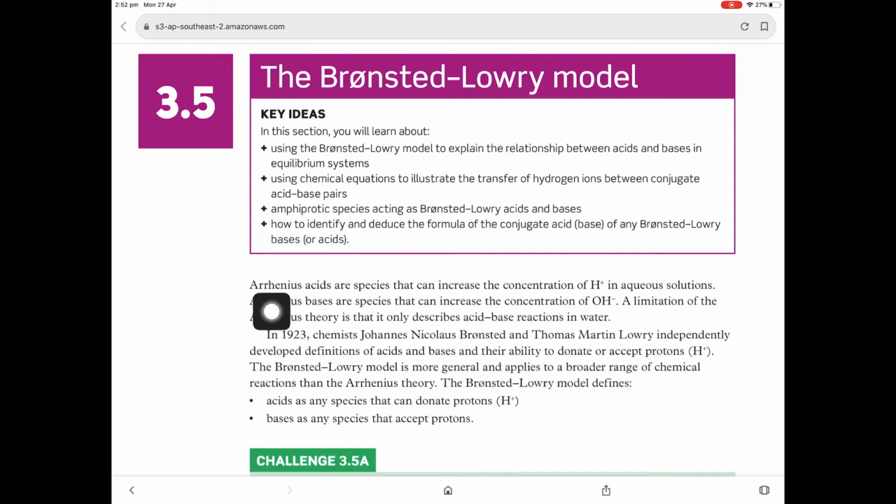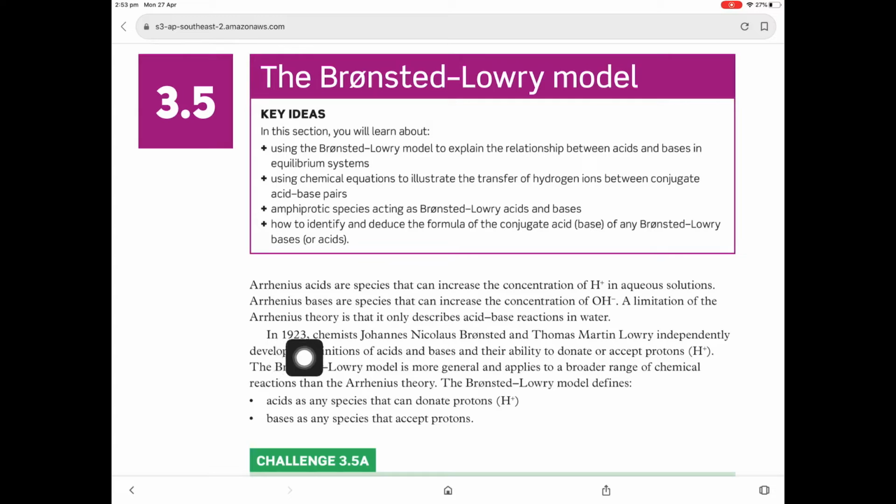We learned about Arrhenius acids at the end of last year. Arrhenius acids are simply a definition for an acid: a substance that gives off hydrogen ions in aqueous solutions, whereas an Arrhenius base gives off hydroxide ions in solution. The problem with this theory is that it is limited. It's good in a lot of circumstances, but it doesn't work for all acid-base reactions in water.